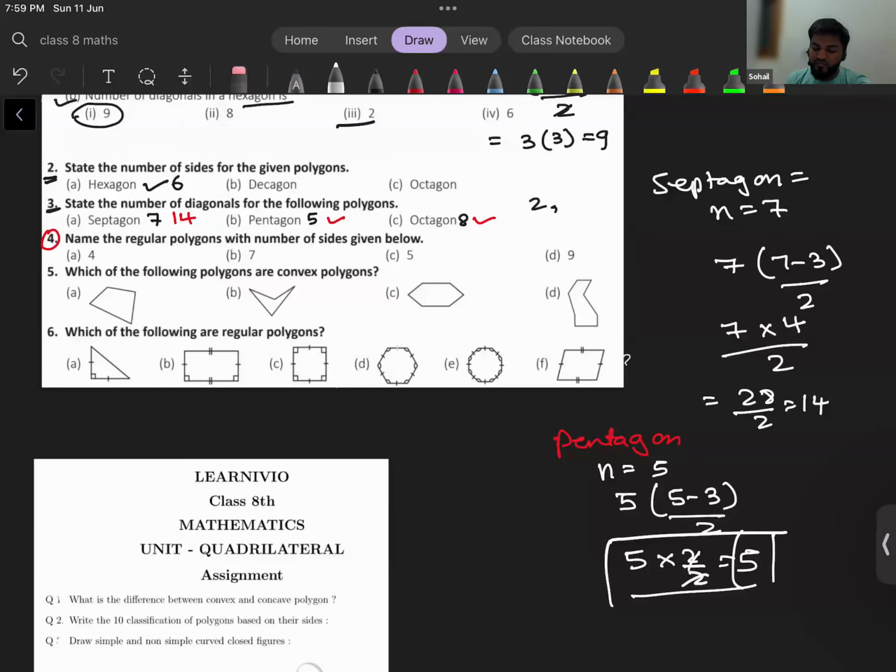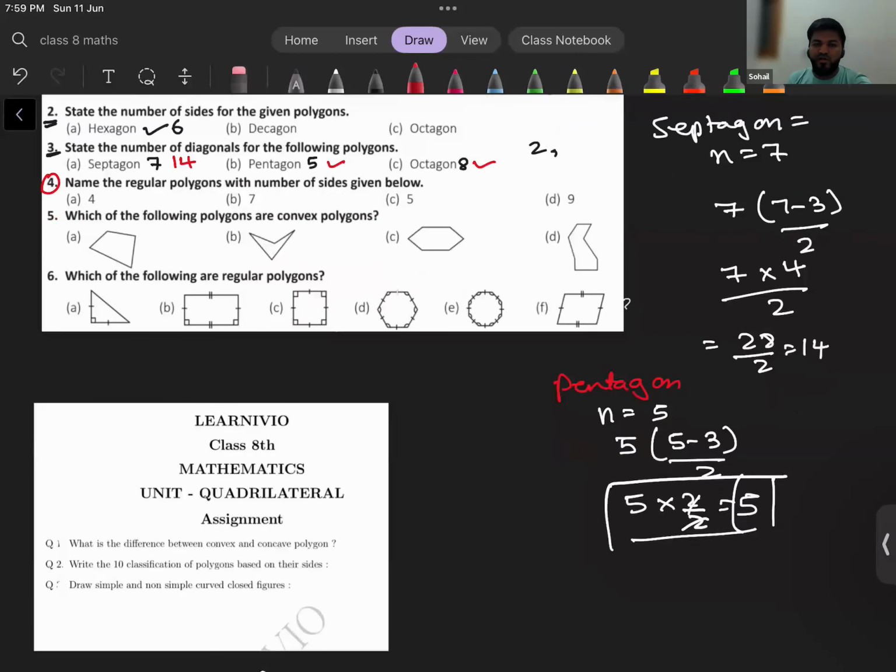Just remember the formula and be careful while you do the calculation. Because most of the time you might be making simple calculation mistakes. And what about octagon?